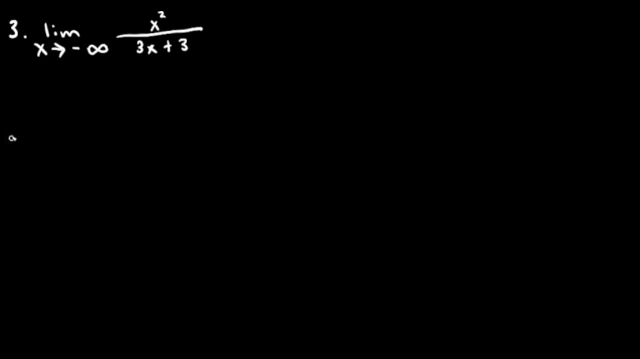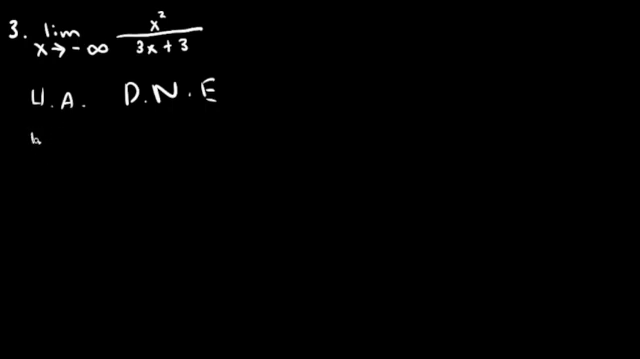Now our third problem is telling us to find the limit of x squared over 3x plus 3 as x approaches negative infinity. So now we can see that the numerator degree is greater than the denominator degree. And so in this case, the horizontal asymptote does not exist.